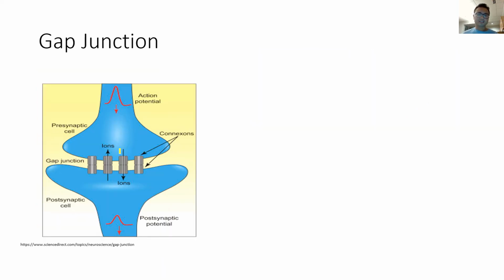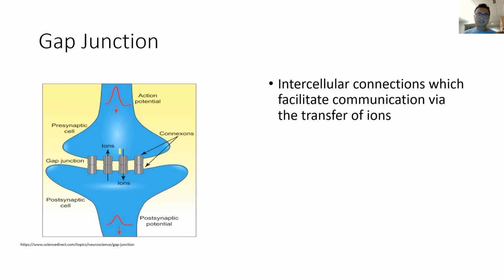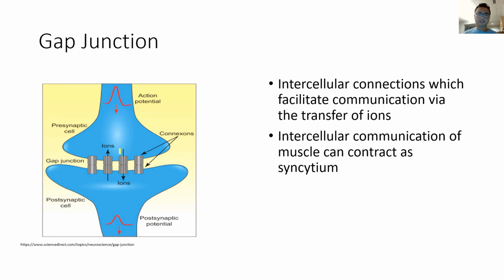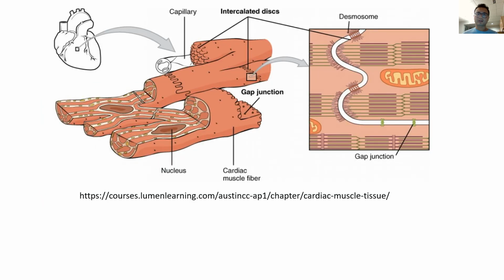The next intercellular connection is going to be our gap junctions, and this is going to facilitate communication via the transfer of ions. And this transfer of ions is important physiologically for many reasons. But one of the most important is allowing individual muscle cells to function as a syncytium. So adjacent muscle cells can communicate with one another and transport those excitatory signals in order to recruit lots of cells to contract at the same time and get more force going on.